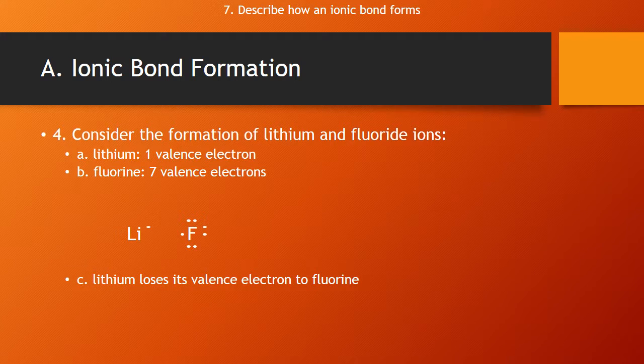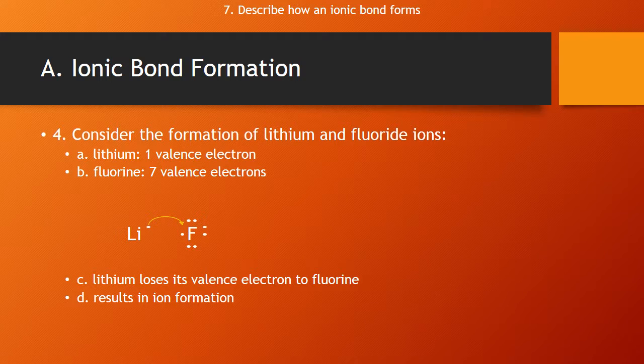So we know that when lithium forms an ion, it needs to lose an electron. And likewise, fluorine needs to gain an electron. And so what happens is lithium loses its valence electron to fluorine. It really gives up that electron, and fluorine takes it. So we could represent that by drawing an arrow from lithium's valence electron that you see here going over to fluorine.